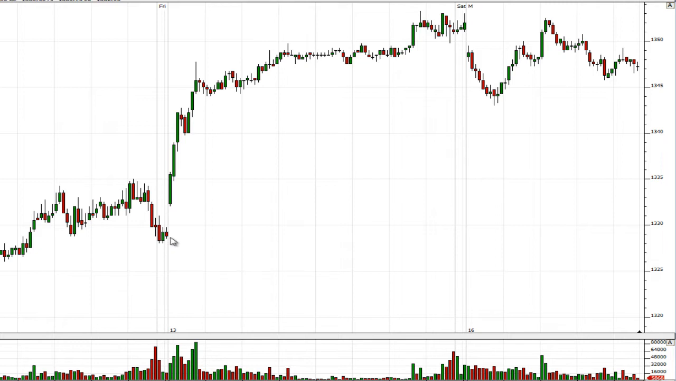which it did. It had a small gap here, opened right here, and just took off.